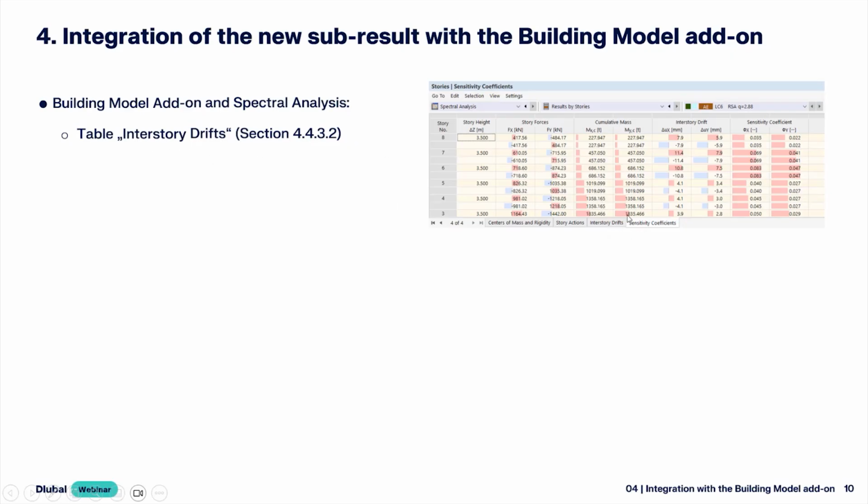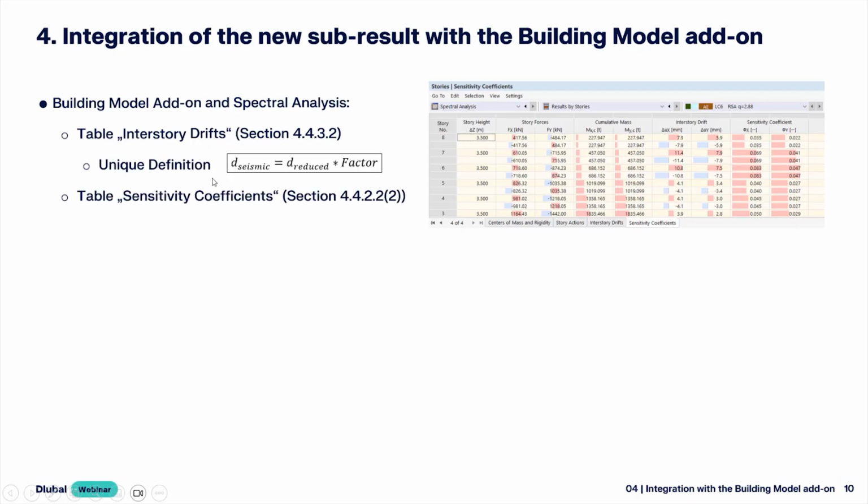For the interstory drift, here is the section for the Eurocode. This is a unique definition, and as we saw, it's just the reduced displacement times the factor. There's nothing much to decide. This is a unique definition for all standards. But there is a particularity in the sensitivity coefficients table. According to the standard, we might have to switch between sub-results in the spectral analysis.